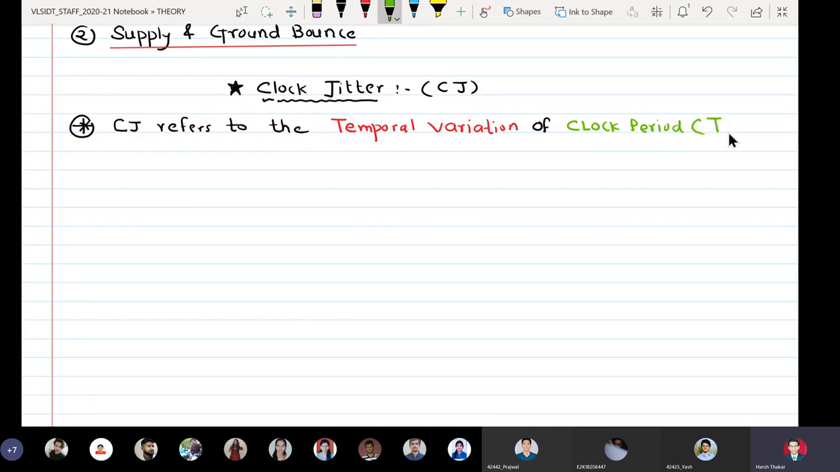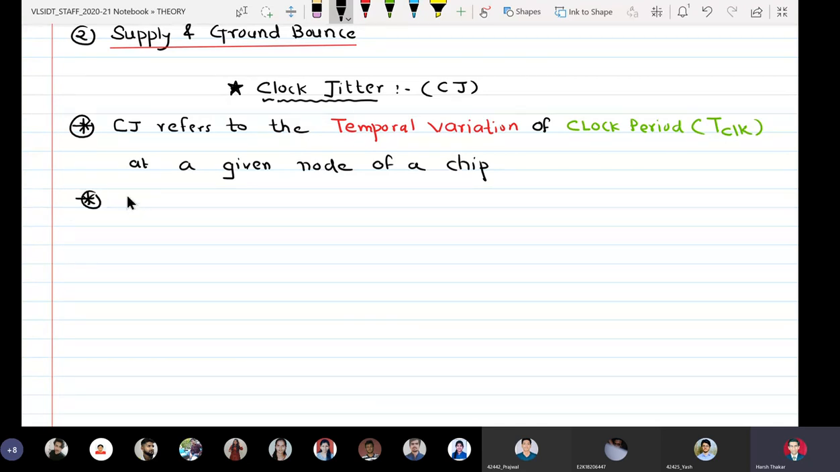We refer to the clock period as capital T, because in electronics we know that capital T is used to represent the clock period of a periodic waveform, while small t is used to represent time. So clock jitter refers to the temporal variation of clock period, denoted as TCLK, at a given node of a chip.